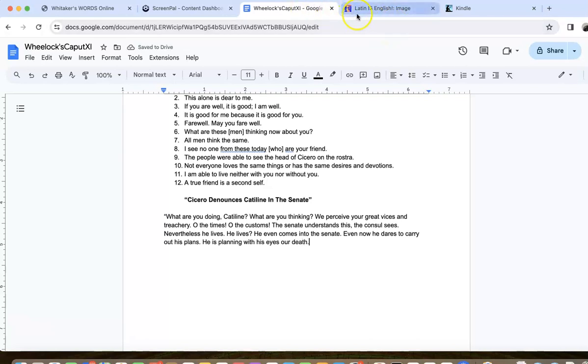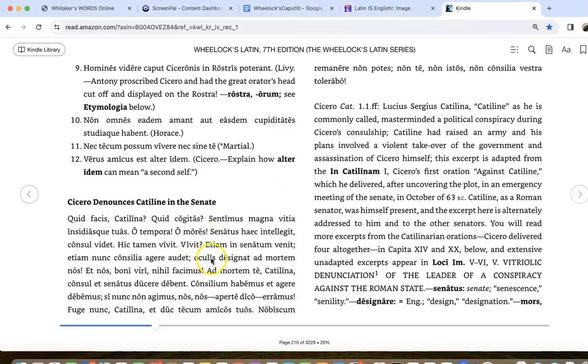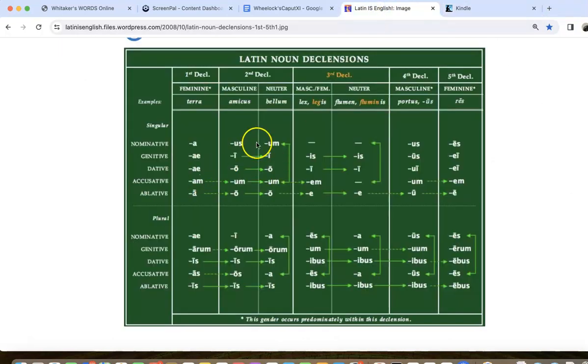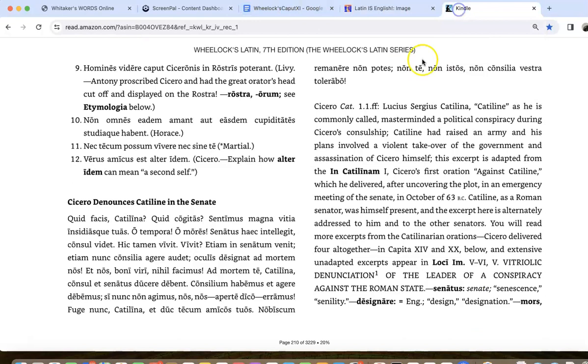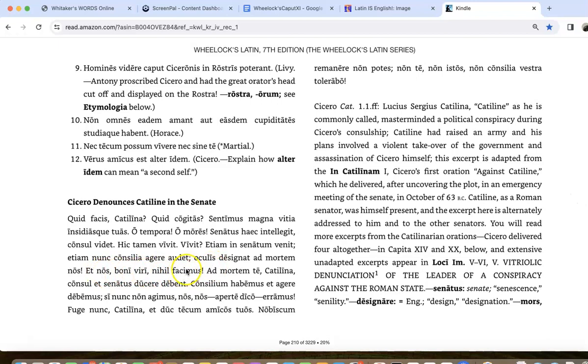Now, a grammar point to note in this case is with his eyes, because second declension dative plural is is. So second declension dative plural is is. And so when we have dative, we use with. Could be ablative too, really doesn't matter, but that's why it ends in is. So he is planning or scheming with his eyes our death. And we, good men, we do nothing. In other words, he's talking about we in terms of Cicero and the other senators.